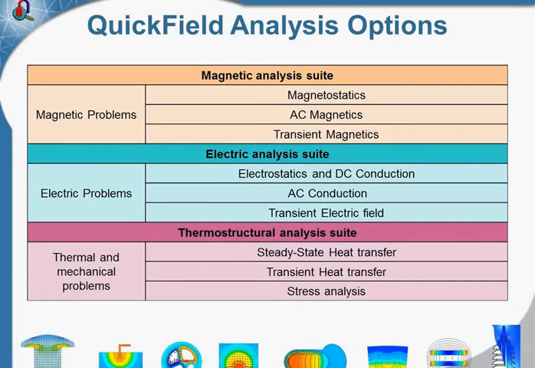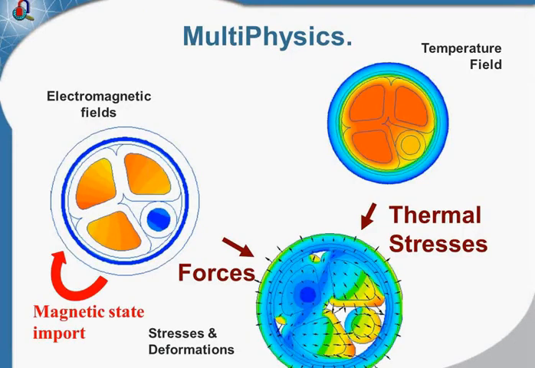QuickField allows multiphysical analysis not only in the form of individual problems. It is also possible to link several problem setups featuring different physical fields defined on the same geometry. QuickField allows coupling, which is connecting several types of analysis, for example, where results of electromagnetic field analysis are used as input parameters for heat transfer simulations.